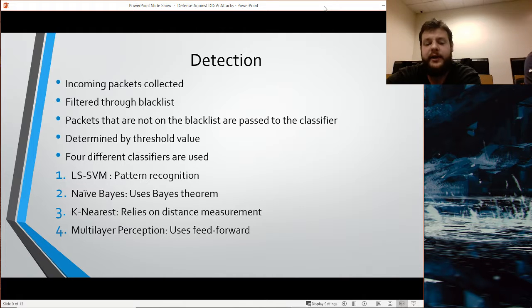The four different classifiers that are used are LS-SVM, which is the most basic pattern recognition classifier. Next one is naive Bayes, which uses Bayes' theorem to do the pattern recognition. Then we have the k-nearest neighbors, which relies on distance measurement to determine similarities within packets in terms of source and destination. And the last one is multi-layer perceptron, which uses feed-forward, and it can be linear or nonlinear depending on how many layers of nodes are used.